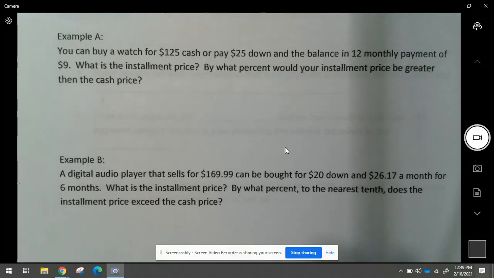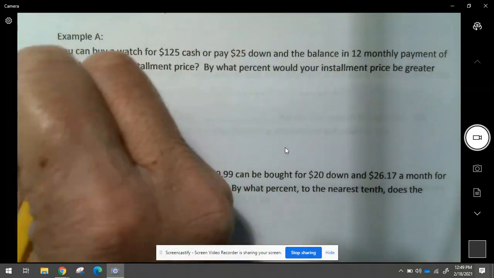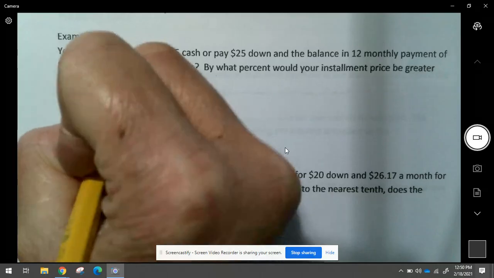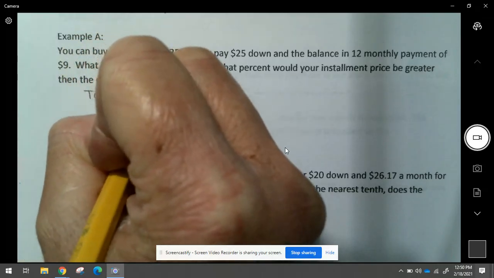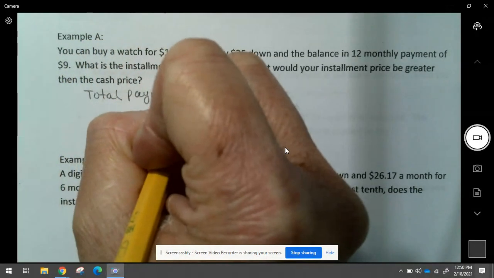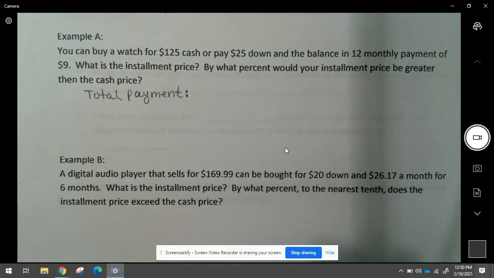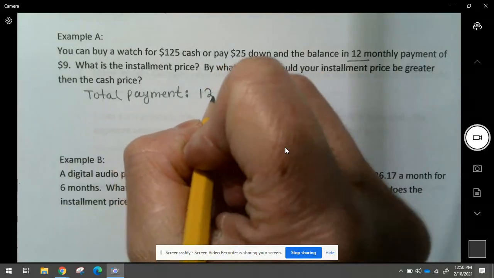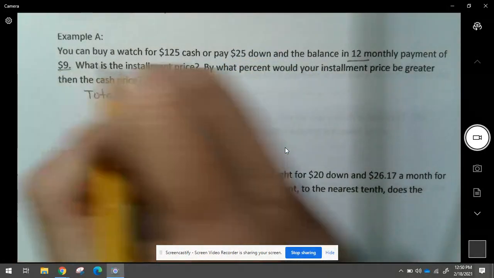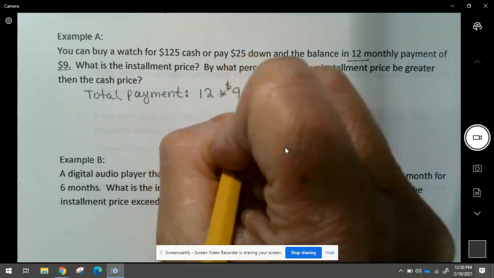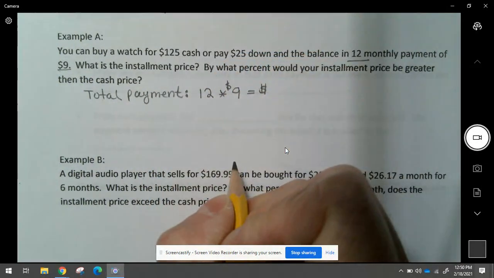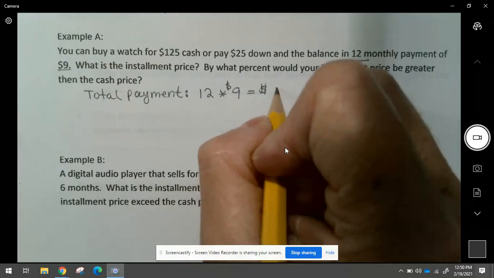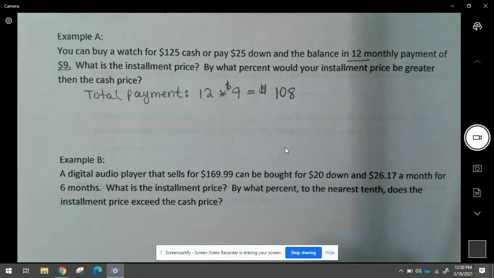Okay, so we first have to figure out our total payment if we're going to pay monthly. So let's calculate total payment, and we're going to take our number of months and multiply it by the cost per month. So this one says 12 months, so 12 times $9 per month, and this is going to give us our total payment that we would pay for this item. This would be $108.